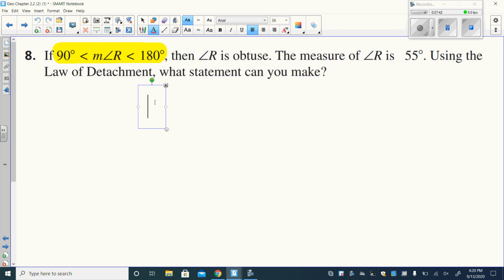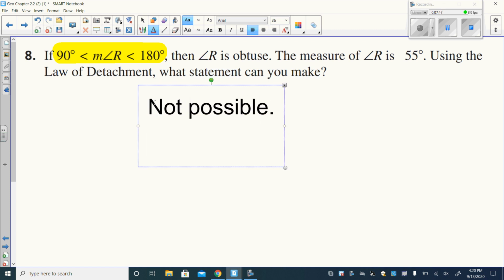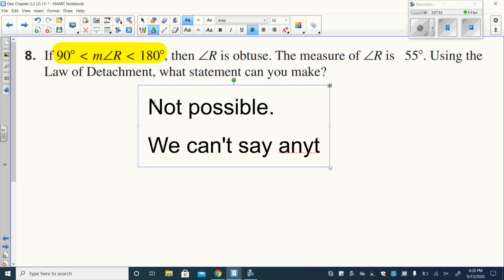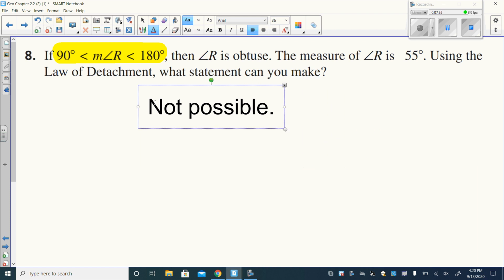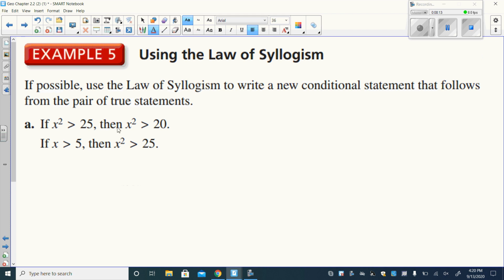So this here has become not possible. We can't say anything. It's just not possible. We can't say anything about the angle because it does not make the hypothesis true. Because 55 degrees isn't between 90 and 180, so the hypothesis isn't true, so we can't say anything. Not possible to do anything.